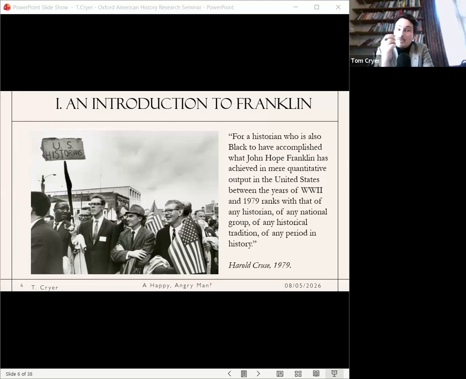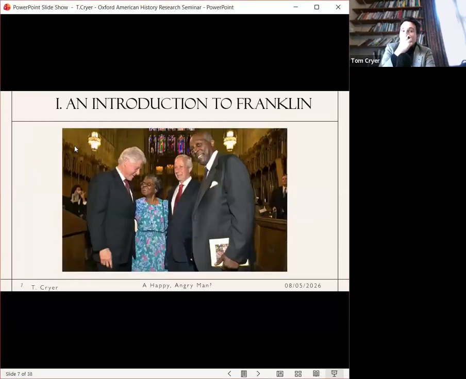I want to take snapshots from Franklin's life and puzzle them, contort them a wee bit, to extract lessons about history, our craft, our passion, as it was lived, practiced, and perhaps weaponized in the United States and beyond. Now, my slightly strange title may offer some clues. A Happy, Angry Man. You can tell a lot about someone by their funeral.